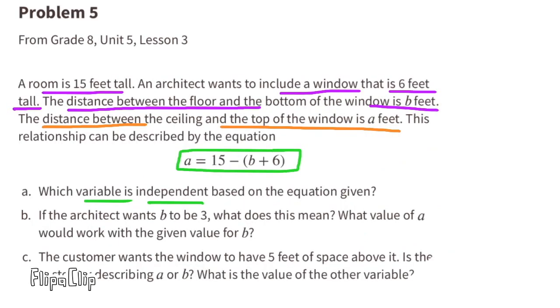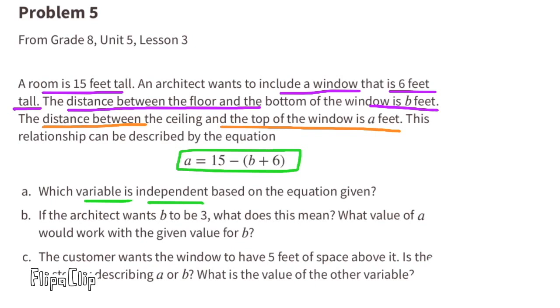Problem number 5, from 8th grade, Unit 5, Lesson 3. A room is 15 feet tall. An architect wants to include a window that is 6 feet tall. The distance between the floor and the bottom of the window is b feet. The distance between the ceiling and the top of the window is a feet. This relationship can be described by the equation a equals 15 minus b plus 6.